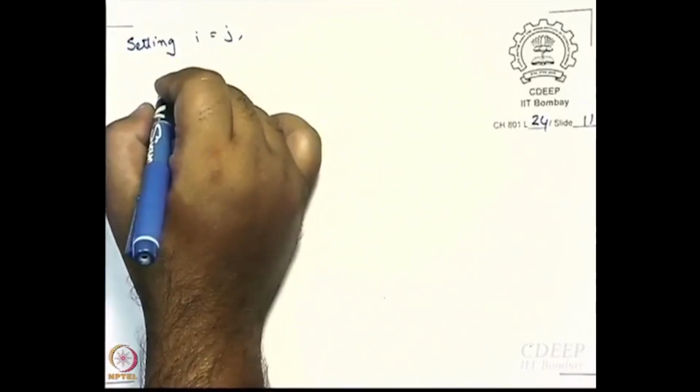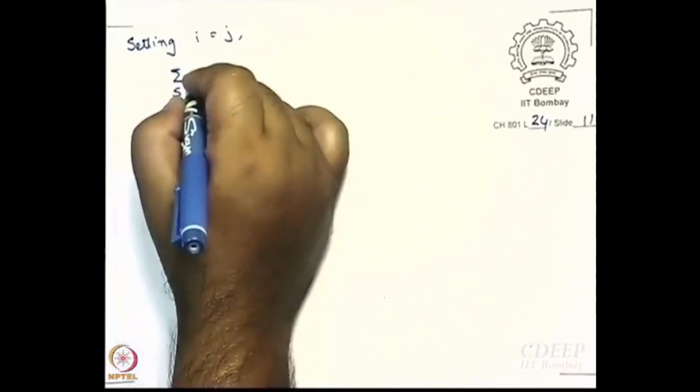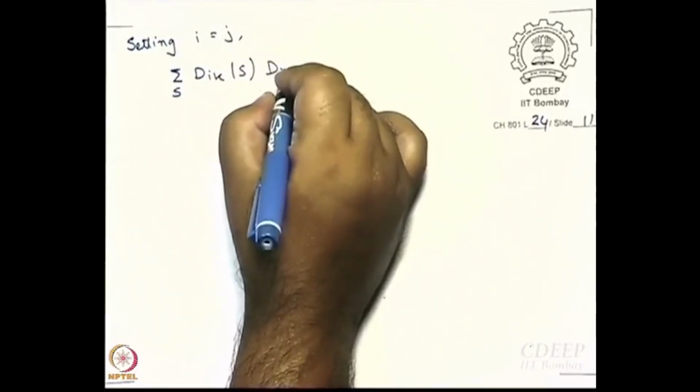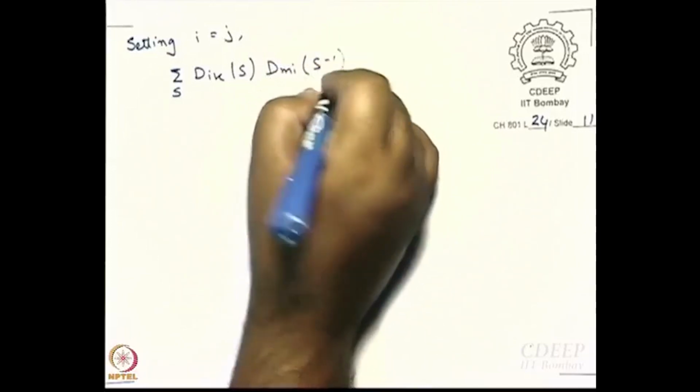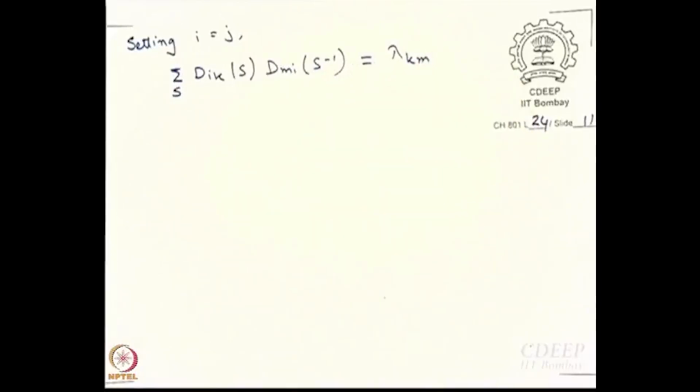I can write sum over S, d_ik(S) d_mi(S inverse) is equal to lambda km. I do not have to write delta ij anymore because I have said i equal to j, so delta ij is 1. Okay. Now what do I do? I need to get to this delta km somehow, and the only way of getting to it is to do another summation. Let's sum over i.